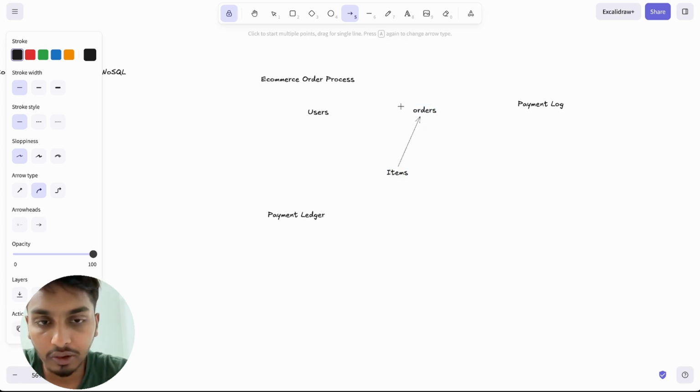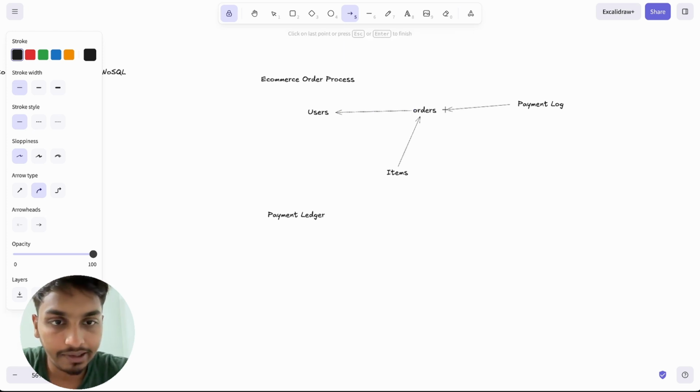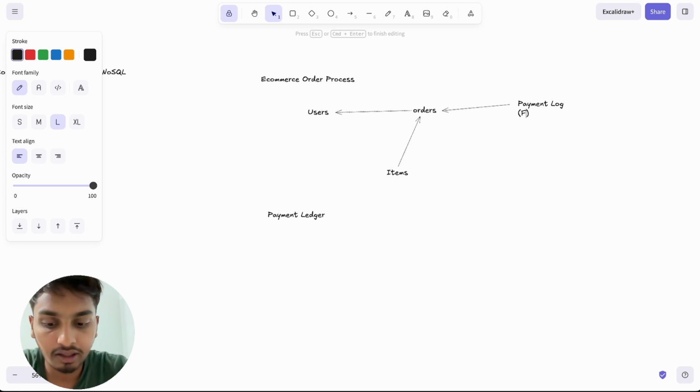In each order there could be multiple items, right? And orders are related to users. For each user there could be multiple orders, right? And payments are related to orders, because for each order there could be multiple payment logs. How exactly? Because there could be a first payment that has failed and a second payment that was a success.